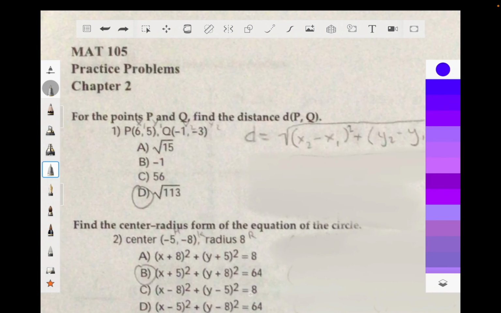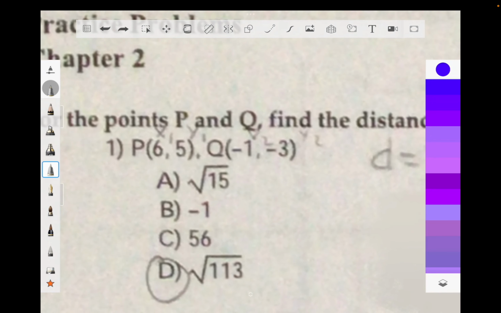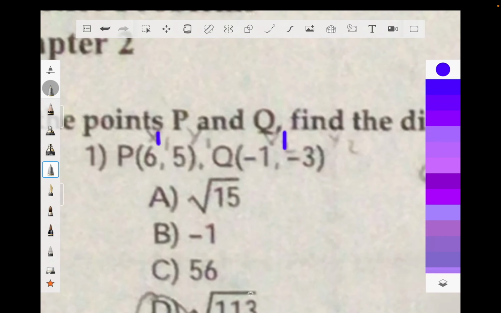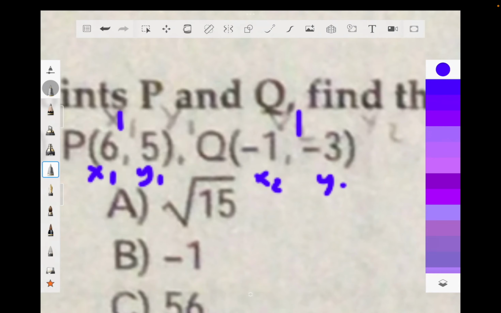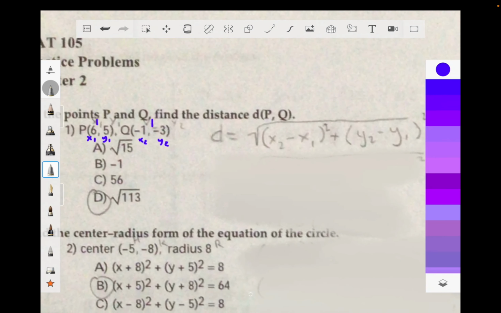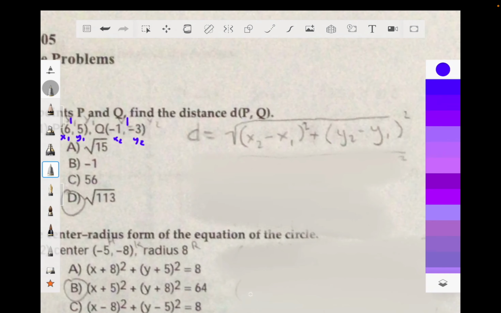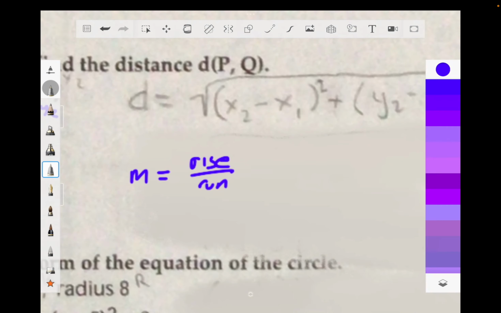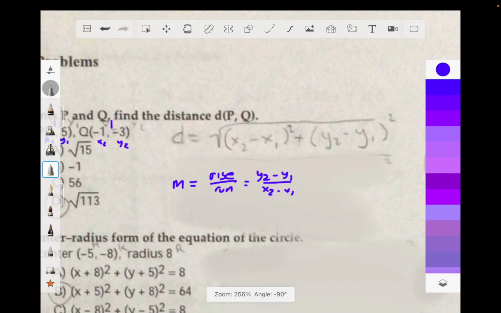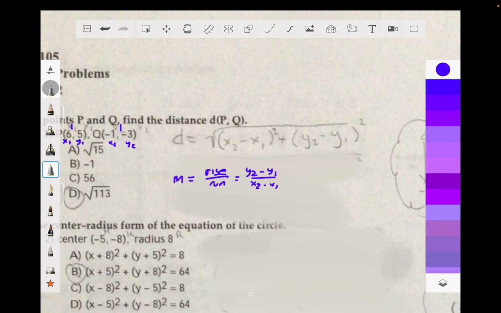So for the points P and Q, find the distance between P and Q. So it's saying from P to Q. So this is going to be our point one, point two, or x1, y1, x2, y2, right? Simplest case, you're just going to have to memorize this equation. It comes from the slope, which is m equals rise over run, which is y2 minus y1 over x2 minus x1. It comes from this and also comes from the Pythagorean theorem.